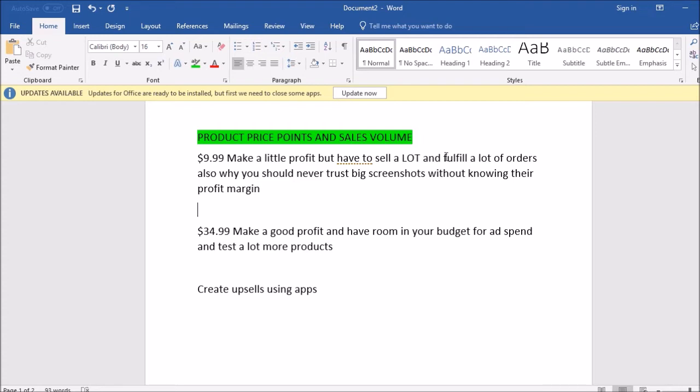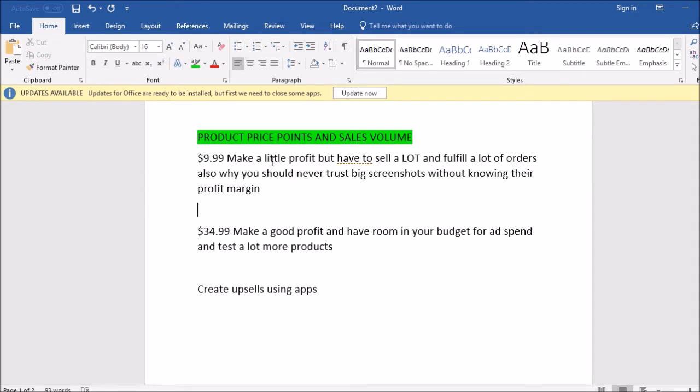It depends how much you're selling, but if you had a higher price point, you have a good profit and you have room in your budget for the ad spend to acquire that customer. And also, this is the most important part, to be able to test a lot more products. So you could be testing multiple products per day because you have a higher budget for ad spend. So that is a big deal, guys, and that'll make or break your store in the long run.